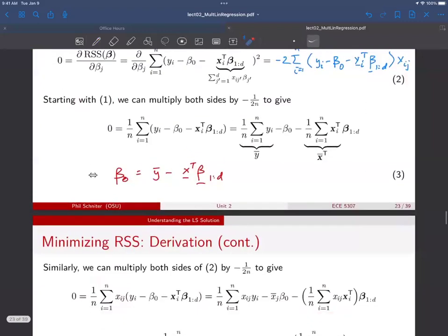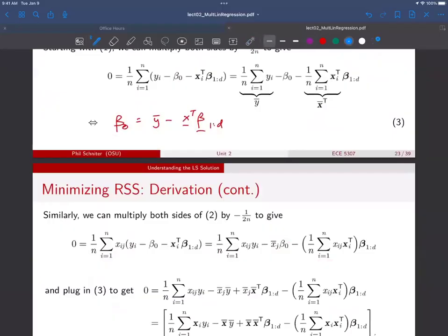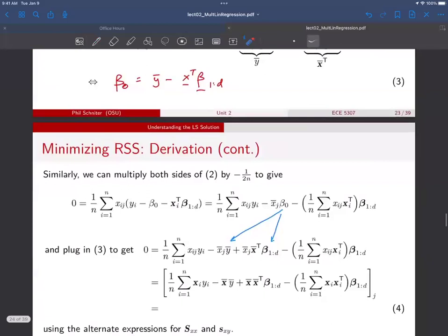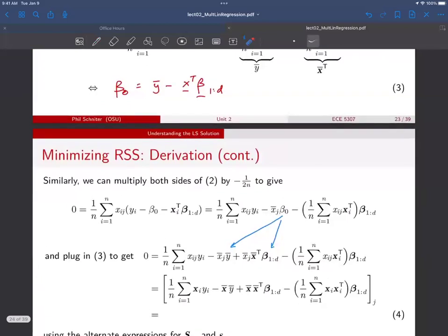And then the next step is to take our beta zero expression and plug that in here for beta zero. And what's going to happen there is that is going to split this into those two terms. You can see that there's the y bar, and you can see here x bar transpose beta 1 through d. And finally, we're able to see some things pop out of the equation. But just one last step. This is all a scalar expression, right? These are all scalar terms on the right.